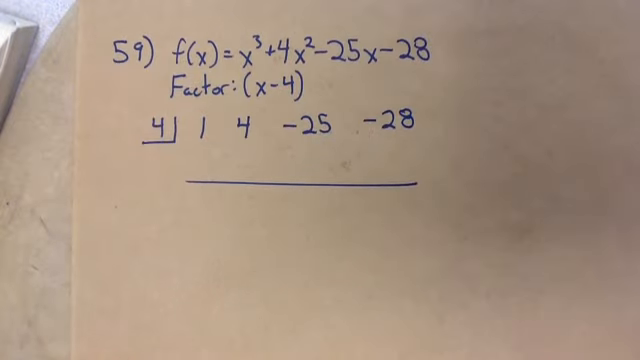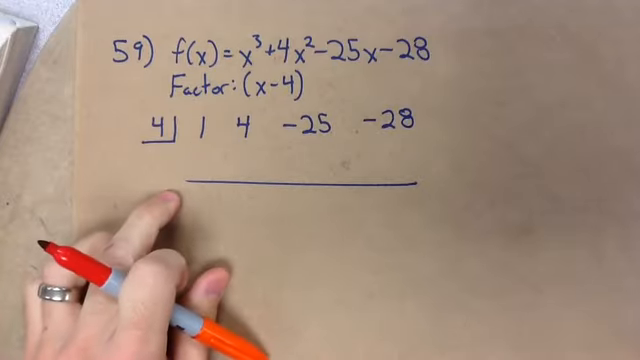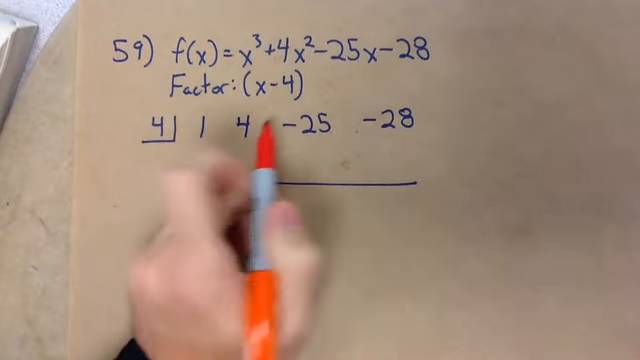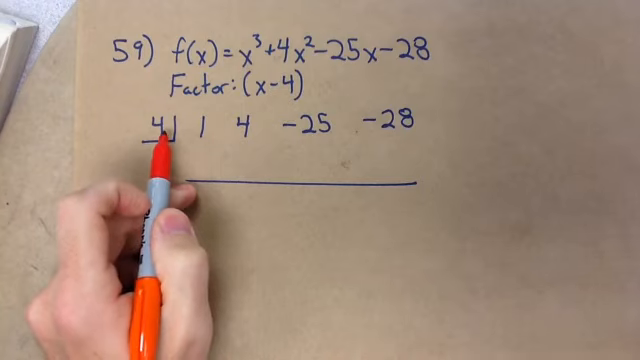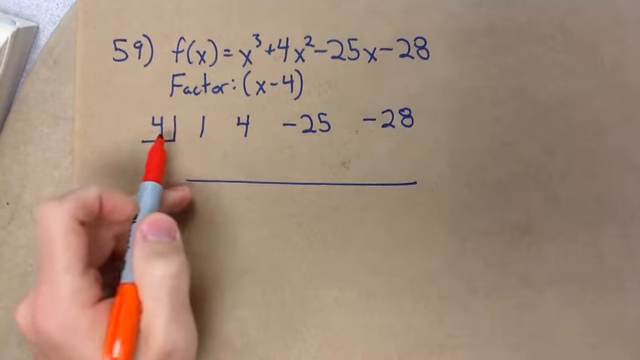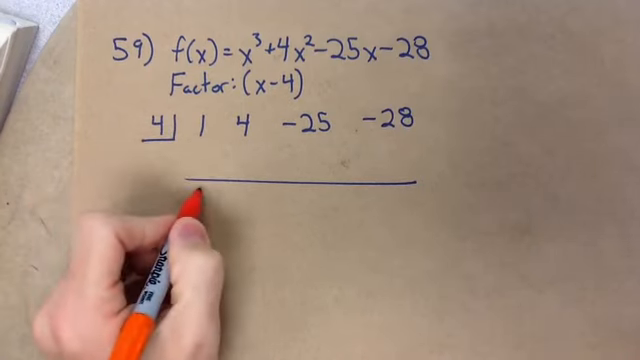In number 59, we have to first verify that the given factor is a factor of the function that we have. So we're looking at x minus 4. I'm going to use synthetic division. Put the 4 here, and let's solve through.